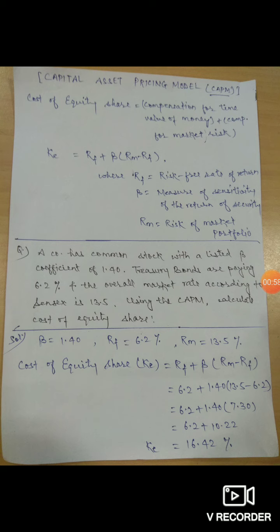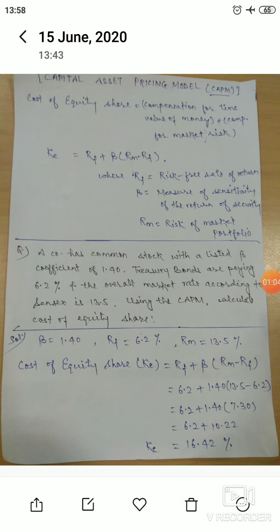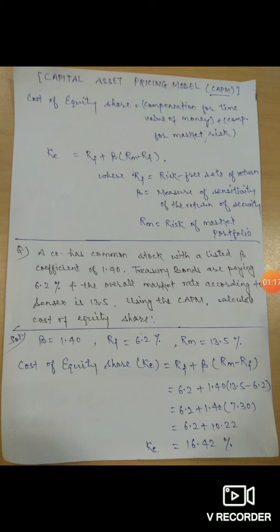In the form of formula, we can say that KE is equal to RF plus beta into (RM minus RF), where RF stands for risk-free rate of return and beta is the measure of sensitivity of the returns of a particular security or a group of securities to changes in the returns of the market. And RM stands for return of the market portfolio.